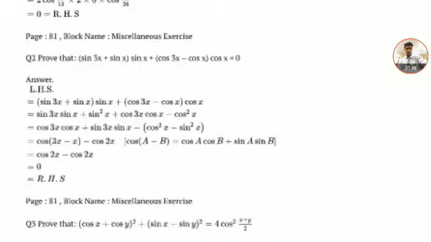Sine x plus sine y equals 0. Just try out this thing. This is also really easy. Just apply the formula for sine C plus sine D. Or you can do one thing: you can multiply this, keep sine square minus cos square on one side, and this sine 3x sine x and cos 3x cos x.